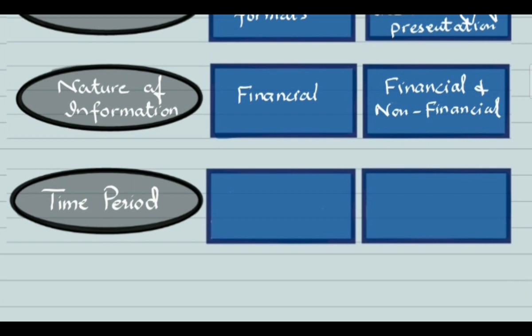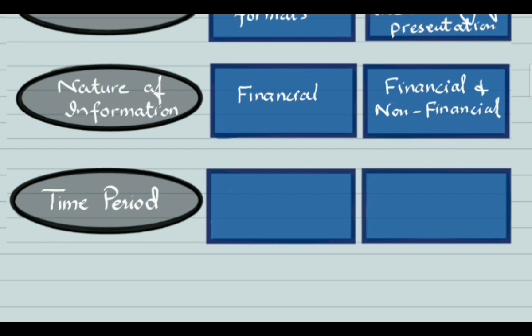Time period. Financial accounting information is mostly historical information, or we can say past and present information is presented in financial accounting record. Like present information means in statement of financial position, we present that at the end of the year, what is the financial position? Means in current state, what is the financial position of the business? While in case of statement of comprehensive income, past period performance is presented.